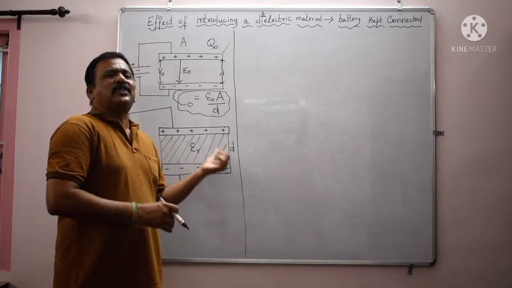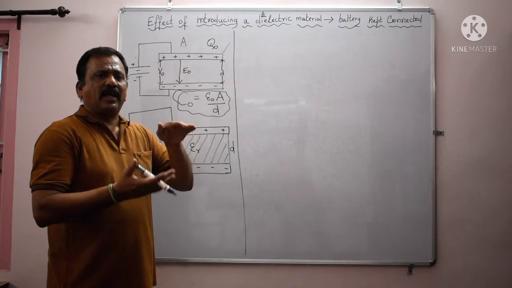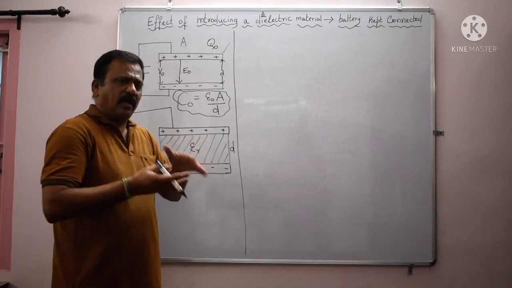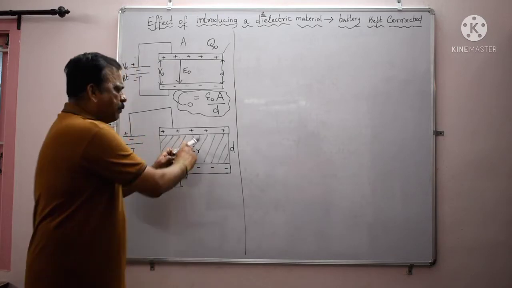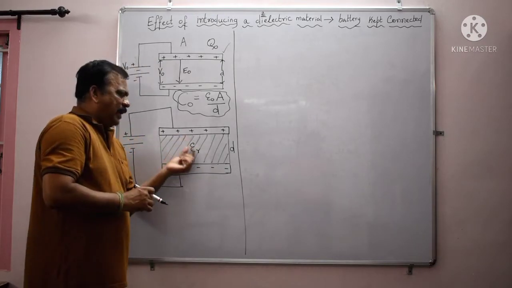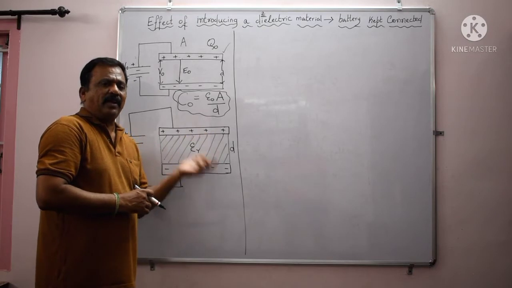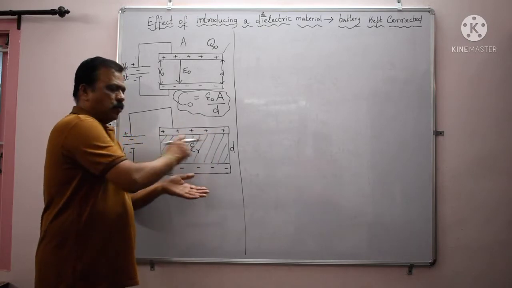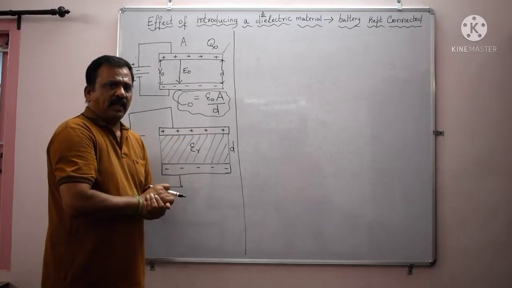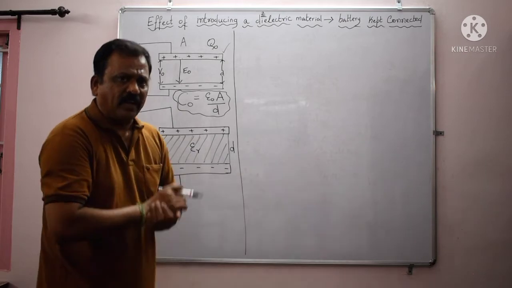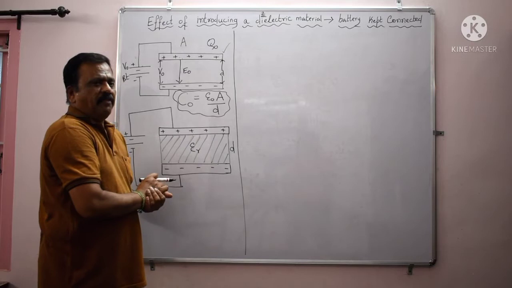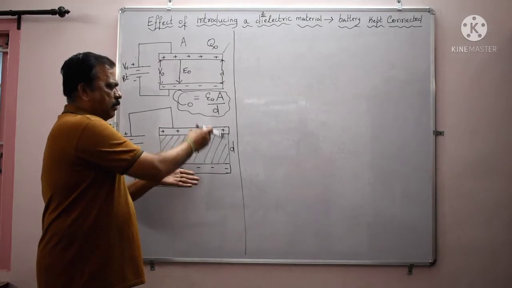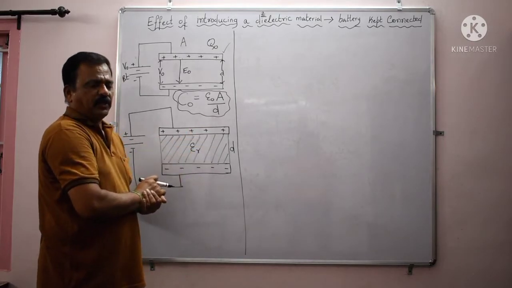Or thickness of the dielectric slab or dielectric material, we can say. Both are the same; depending on the context we can change it. Okay? Right, let epsilon r be the relative permittivity of the dielectric material introduced between the two plates. Relative permittivity is otherwise called the dielectric constant. Okay. Now what will happen if I introduce a dielectric material between the two plates of a capacitor?